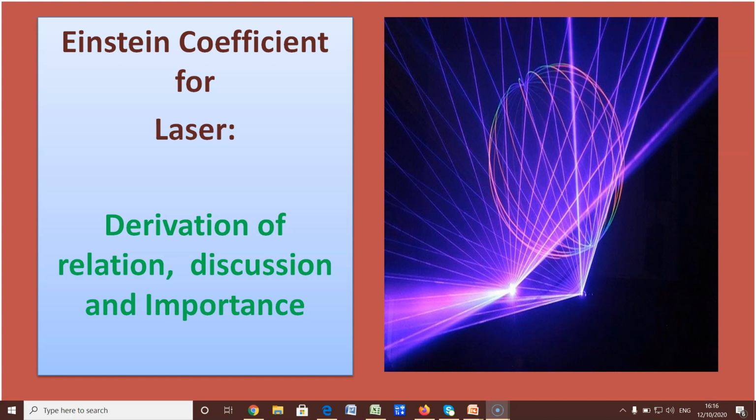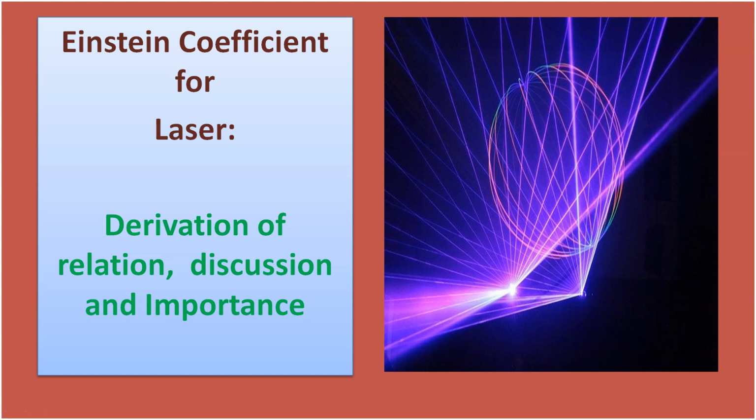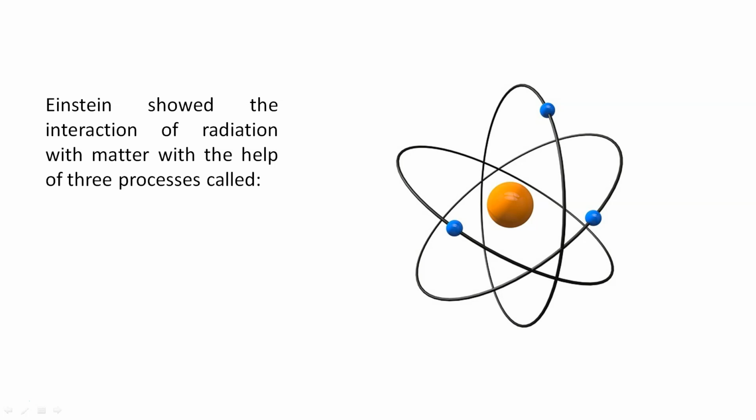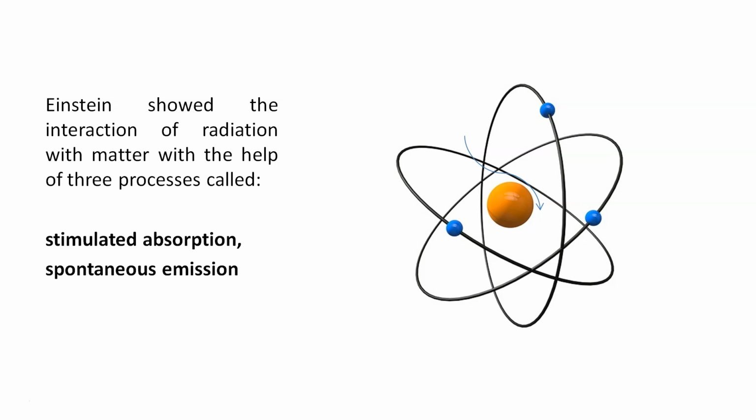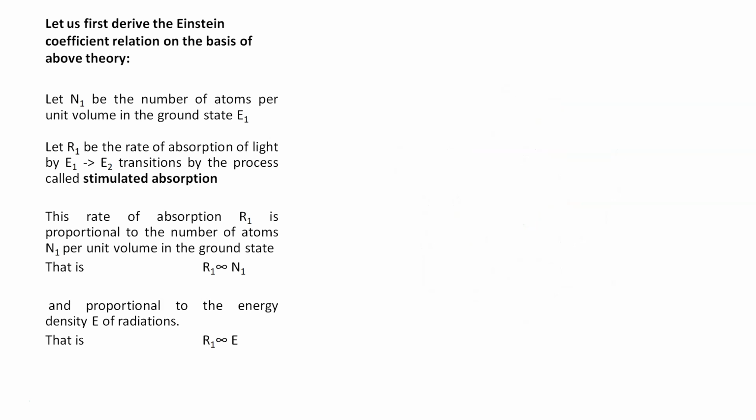Hello friends, today we will do the Einstein coefficient for a laser: derivation of the relation, discussion and importance. Einstein showed the interaction of radiation with matter with the help of three processes called stimulated absorption, spontaneous emission and stimulated emission. I have already discussed these three processes in a separate video lecture. So let us derive the Einstein coefficient relation on the basis of the above theory.